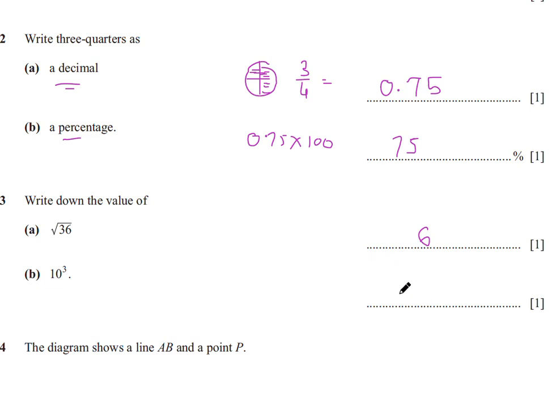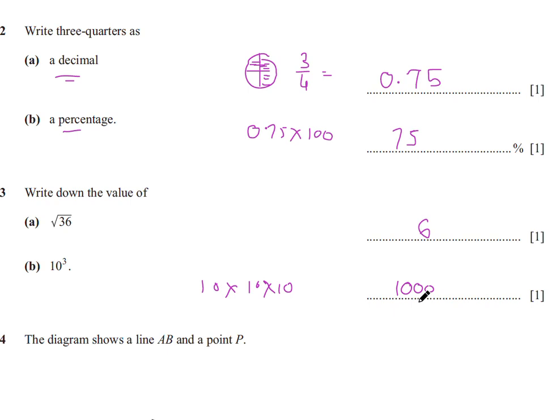10 cubed. 10 cubed means 10 multiplied by 10 multiplied by 10. That means 1 with 3 zeros. So we can say 1000.